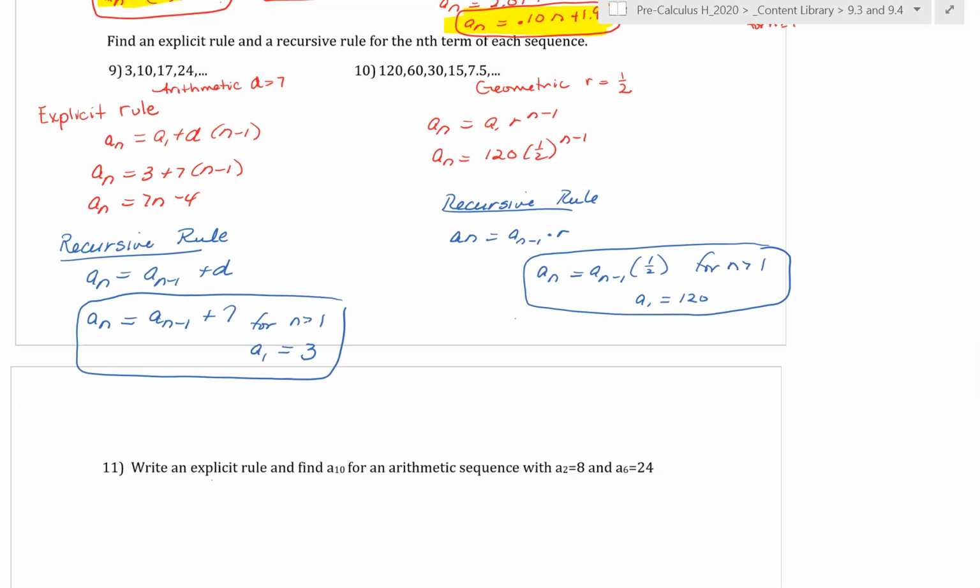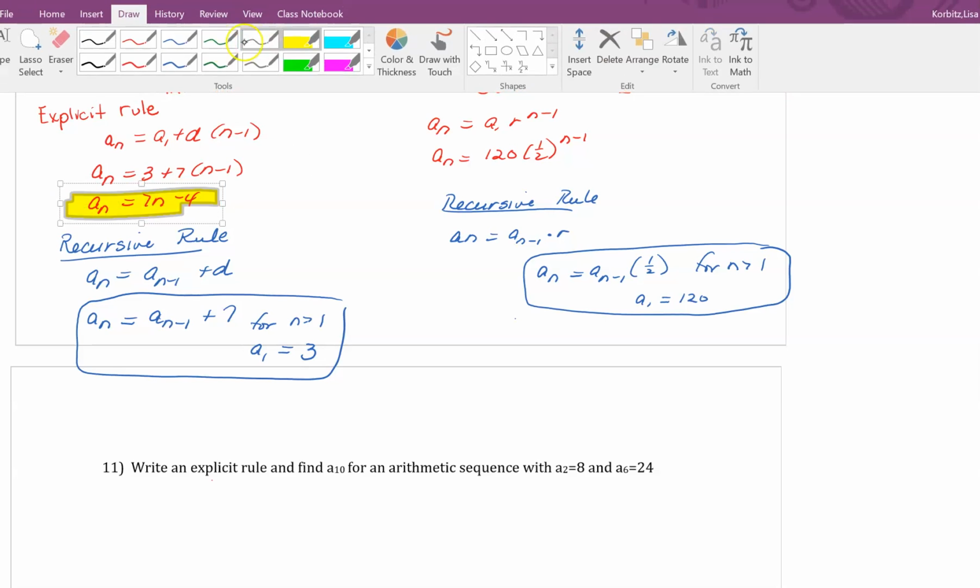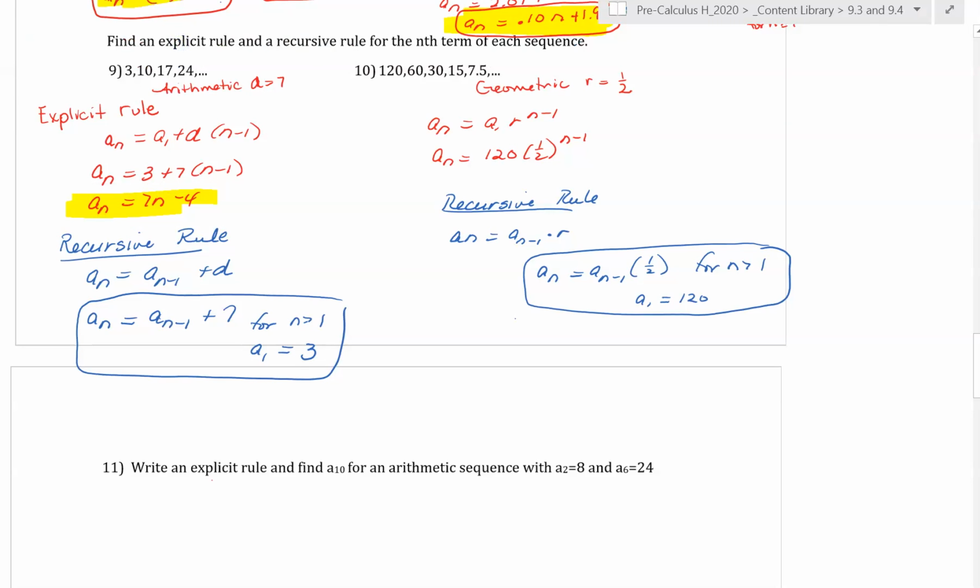So here we go. Here's our explicit rule. For arithmetic, we have a sub n equals 7n minus 4. Now for the recursive rule, notice that you have a lot of elements that you have to make sure you have. Every term is the term before it, the previous term, plus 7, which is the common difference, and you have to say for n greater than 1. You could have also said n greater than or equal to 2 because we are talking about integers. And notice you have to define the first term.